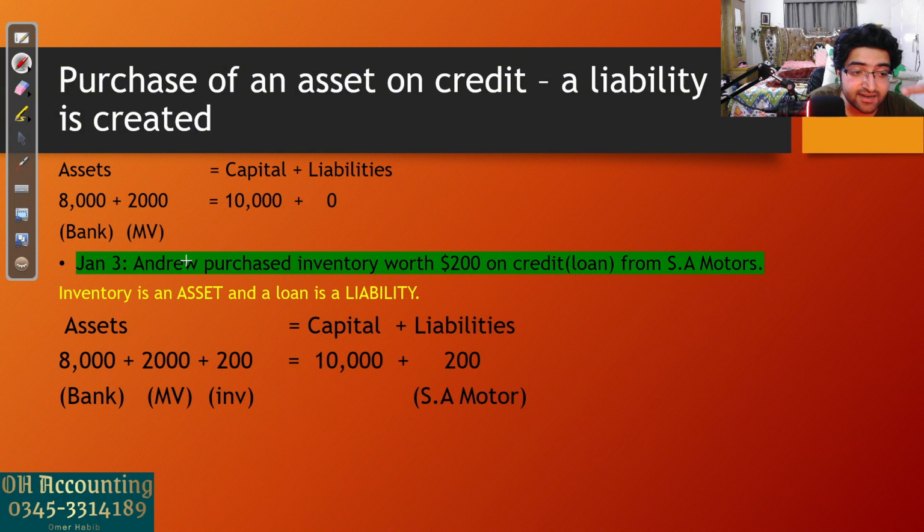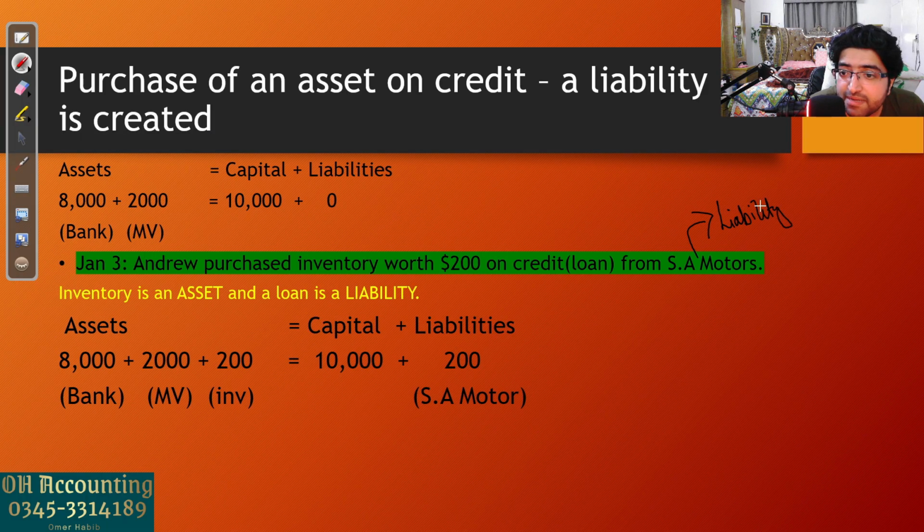Now let's read the third transaction. On Jan 3, Andrew purchased inventory worth 200 on credit from SA Motors. Okay. So we are taking something on credit. Credit means loan. We have to pay them back later. It is a liability. So SA Motors becomes our liability. We have to pay them back later.